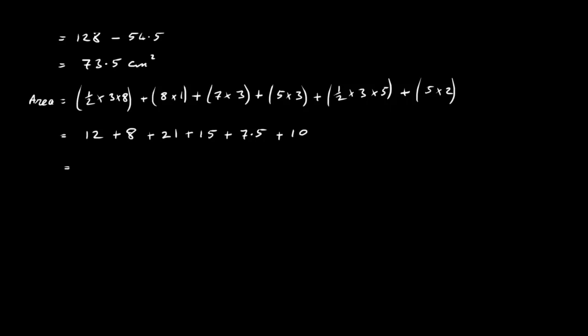Okay, hopefully this will add up to 73.5. Let's see. Here we have 12 plus 8, which is 20. 20 plus 21 is 41. This will give us 56. 66 if we add the 10, and then 73.5. Yeah, that works.